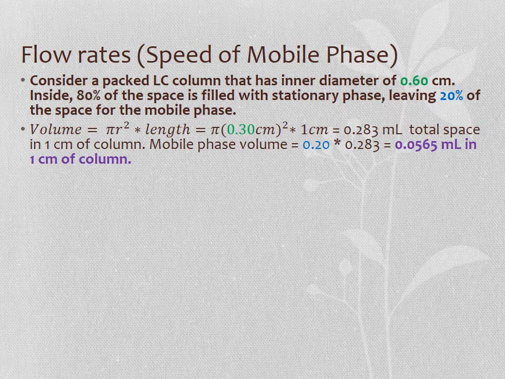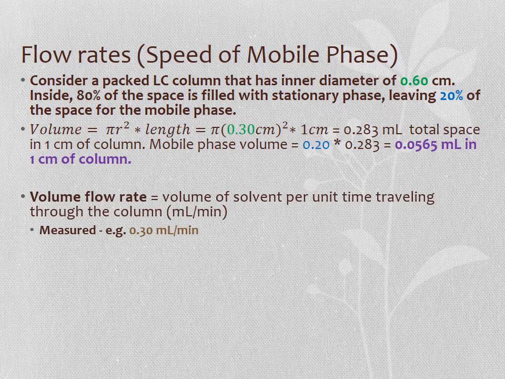So the first thing you have to do is calculate the volume of the column. So it's a cylinder, so pi r squared times the length. Diameter of 0.6 means a radius of 0.3 centimeters, so make sure you're doing this in radius. And let's just say it's 1 centimeter long. And so you have 0.283 milliliters of total space when you calculate that out in 1 centimeter of column. And the mobile phase volume is 20% of that. So you have 0.0565 mL in this 1 centimeter, because I just took 20% of the 0.283.